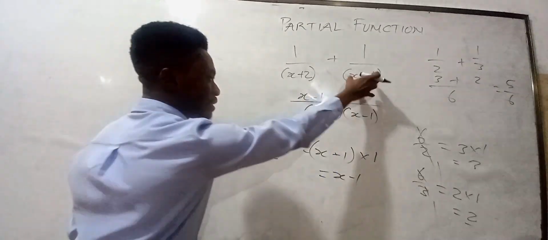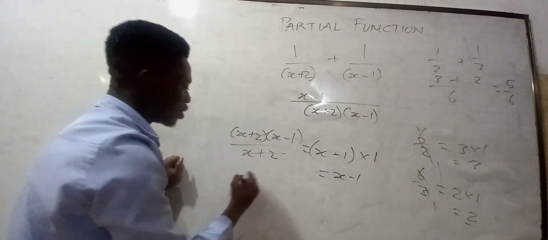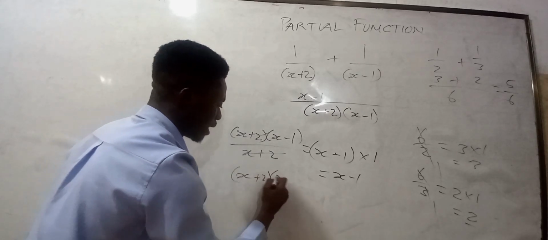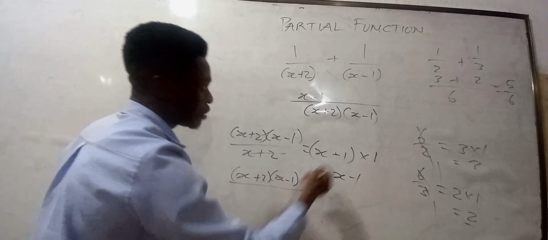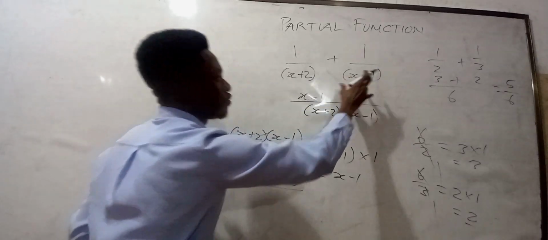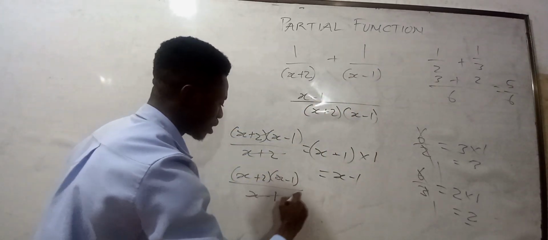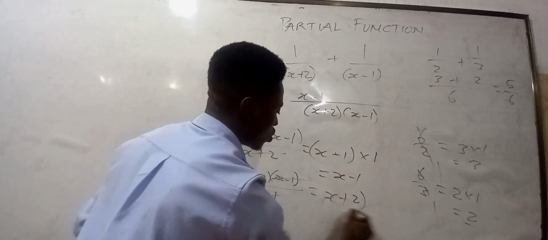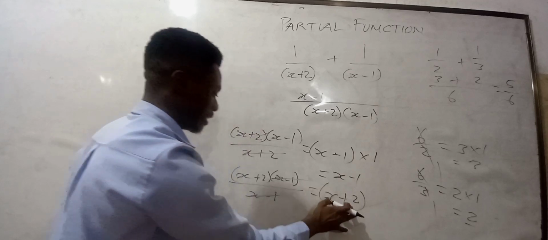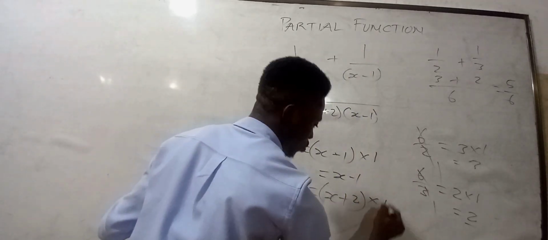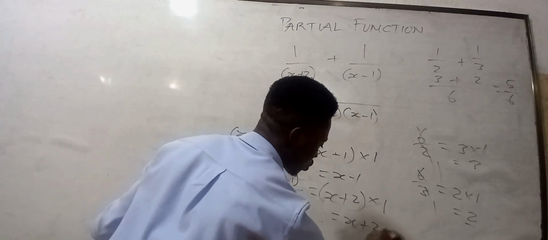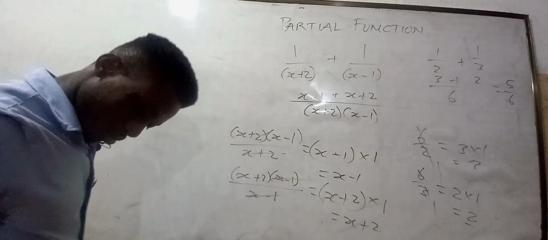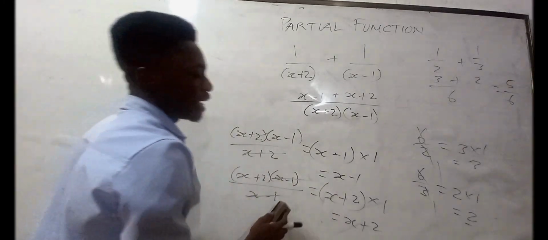Then we do the same for the other fraction. We take the LCM, which is x plus 2, x minus 1. We divide it by the denominator of the second fraction, which is x minus 1. When they cancel out, we'll be left with x plus 2. We multiply it with the numerator, which is 1, then we get x plus 2. So we write that x plus 2 here.